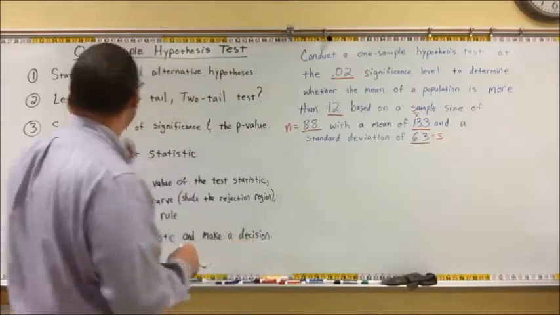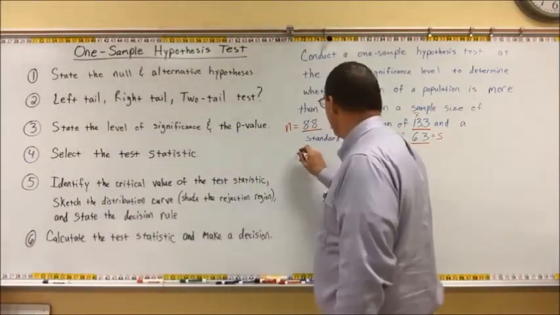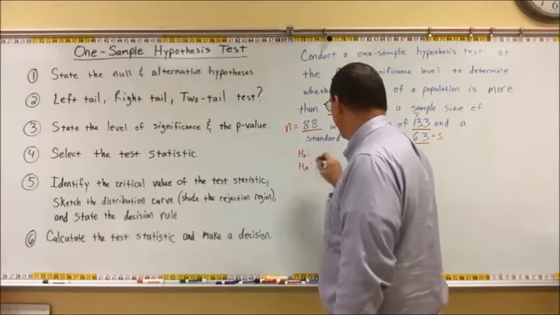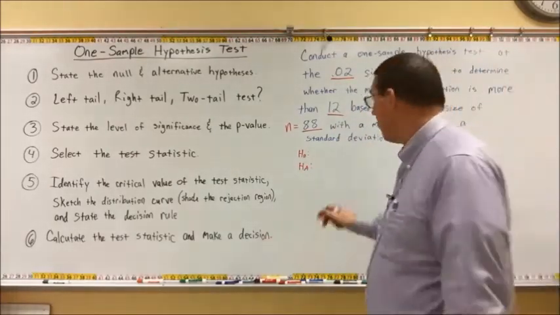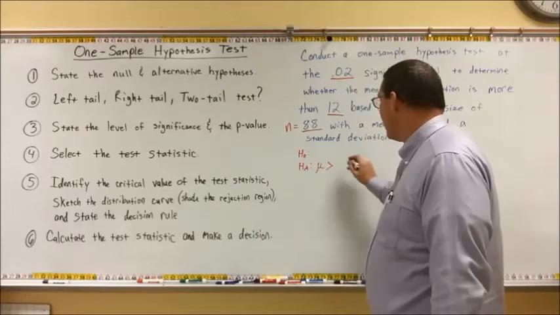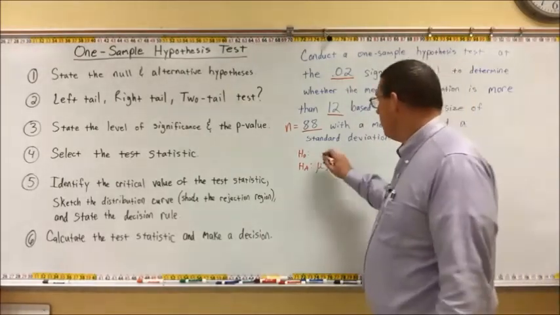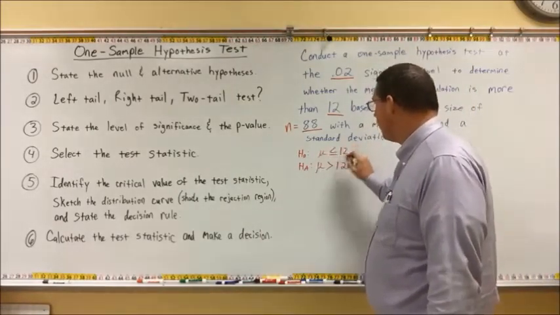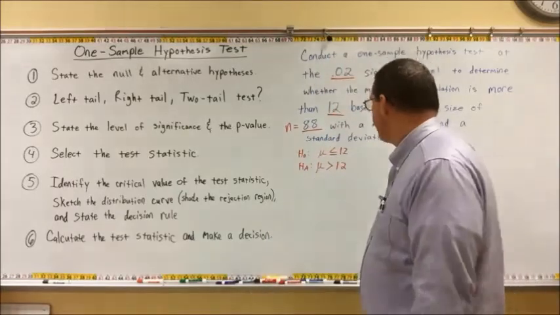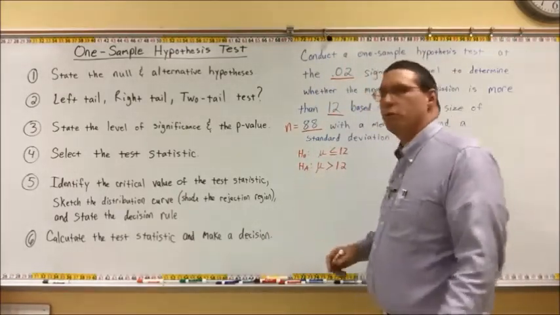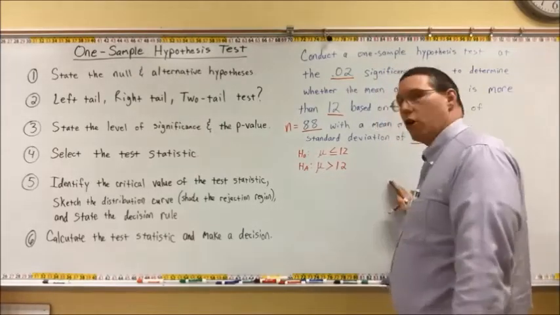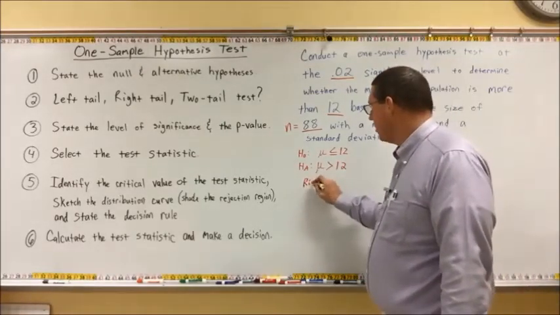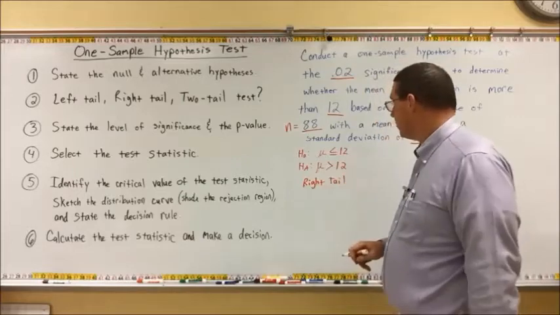Our first step is to state the null and alternative hypotheses. So we're going to state H sub O and H sub A. We're testing whether the mean of the population is more than 12. So that's our alternative hypothesis, whether the mean of the population is more than, greater than 12. And then the null hypothesis would be mu is less than or equal to 12. No different than 12 or less than 12. That's step 1. So now step 2, is this a left tail, a right tail, or a two-tail test? Well, because it's testing whether it's greater than, that's a more than. And the right side of the curve is the more than side, and so this is a right tail test.